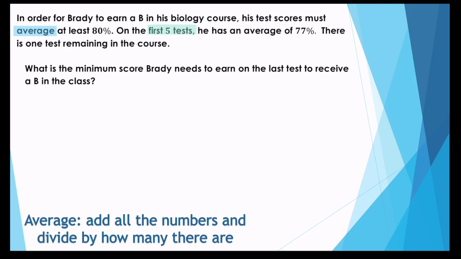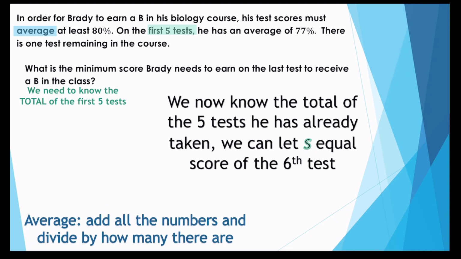We know on his first 5 tests, his average, okay, was a 77. But do I know the total of all 5? Well, we can let S equal the score on the 6th one, okay? And then we can go through and find what he got on test 5. How do I do that? Well, they gave us some information.